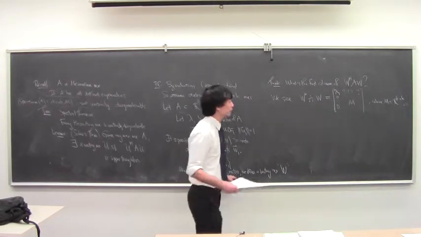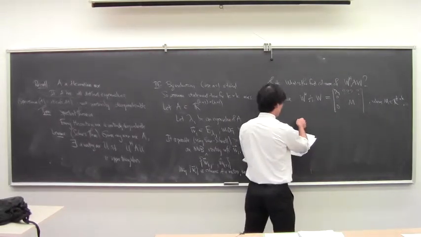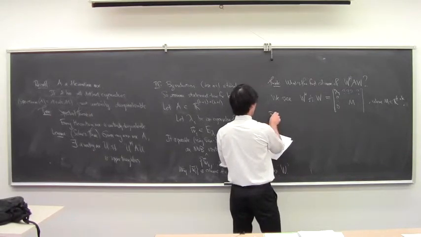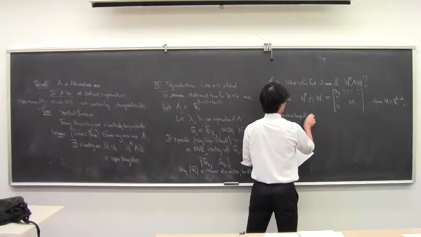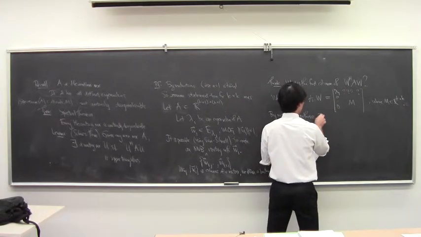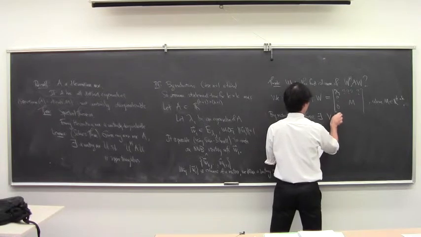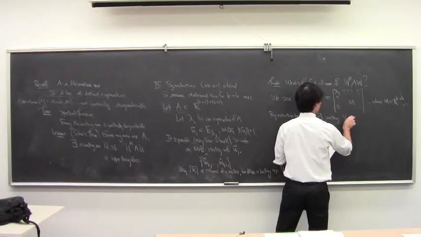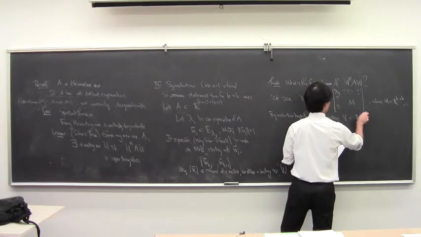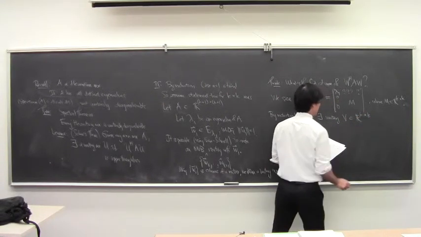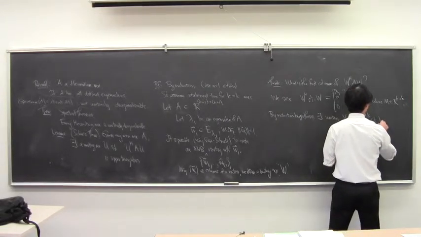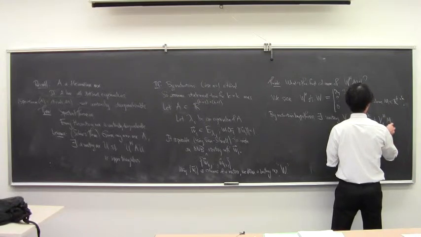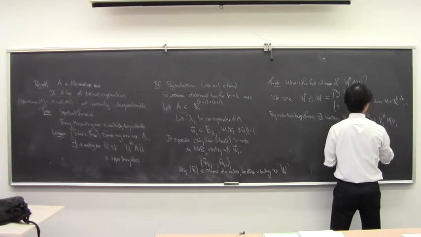So I know my induction hypothesis. I know that there exists a unitary matrix that's k by k. There's a k by k unitary matrix V1 such that V1^H M V1 is upper triangular.